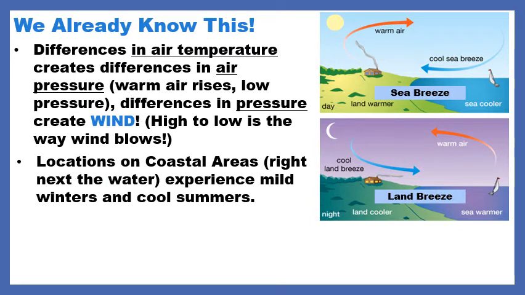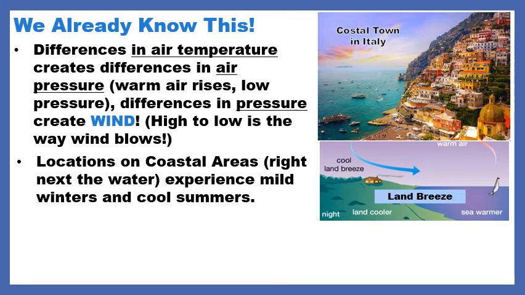So let's talk about an area on the coast, or called a coastal area. It's like right next to the water. So here's a picture of a coastal town in Italy. Isn't that so beautiful? I just want to like find a little restaurant and eat a pizza there. Okay, so a coastal town in Italy will experience mild winters and cool summers, and that's because of the differences in temperature, and we've got these nice breezes coming in and off the land and sea. This is a place that you want to visit because the winters are not so cool, but the summers are not so hot, so it's like perfect temperature.